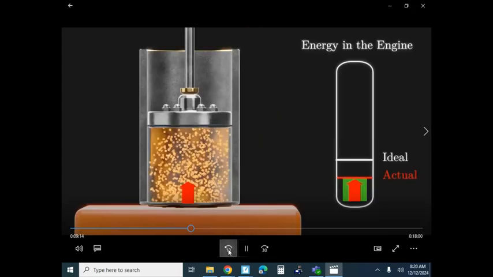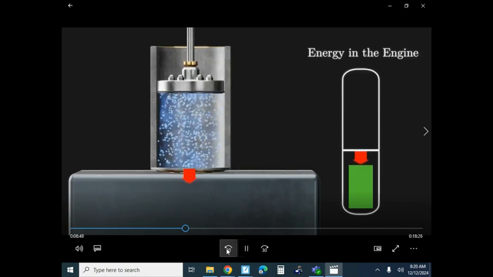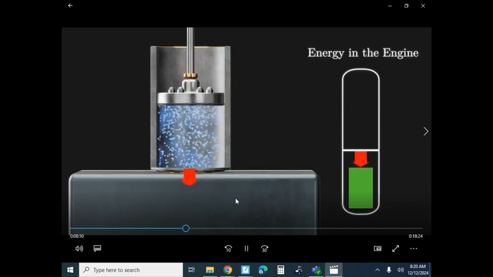Energy became less usable here. This process is irreversible. Radiated heat goes into the cold bar. So not all the energy stays in the flywheel.